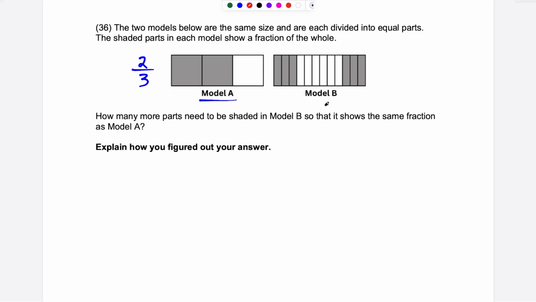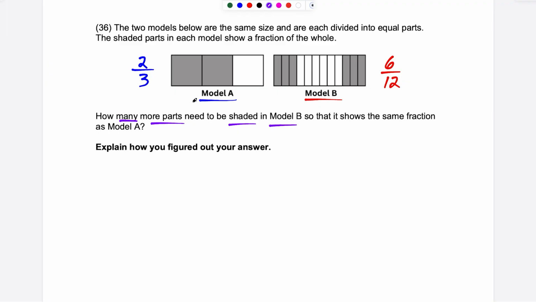And now for model B, if we count the total number of pieces, there are 1, 2, 3, 4, 5, 6, 7, 8, 9, 10, 11, 12 equal pieces. So we're going to have a denominator of 12, but if we count, we have 1, 2, 3, 4, 5, 6 pieces shaded. So what we're looking for now is how many more parts need to be shaded in model B so that it shows the same fraction as model A.